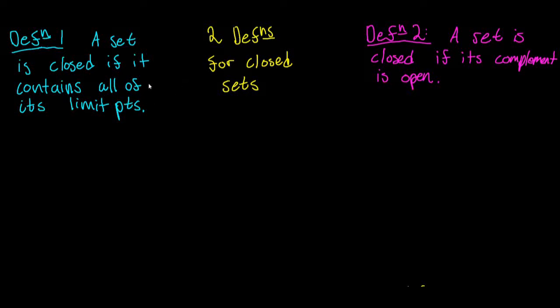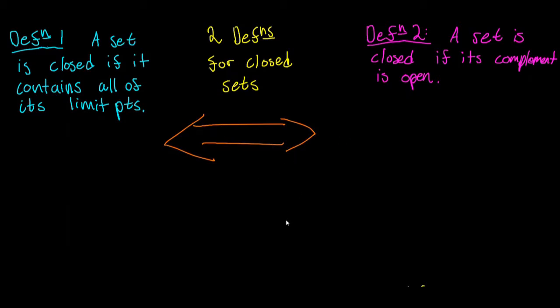Some people like to define a closed set as a set that contains all of its limit points, where others like to define a closed set as a set whose complement is open. But it turns out that these two definitions are actually equivalent. Well, how is that true? Well, we'll prove it.